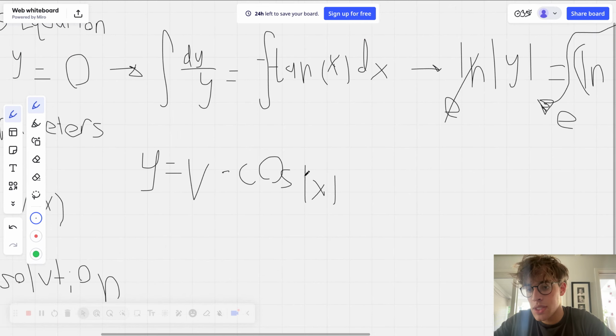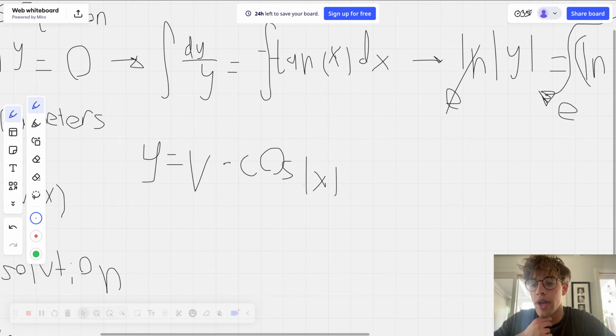And then once we have this, we have to find y prime. So then y prime equals, and using the product rule, 1 prime 2, 2 prime 1. So we get v prime cosine x, and then plus 2 prime 1, so negative sine, and then, because it's negative sine, v sine x.